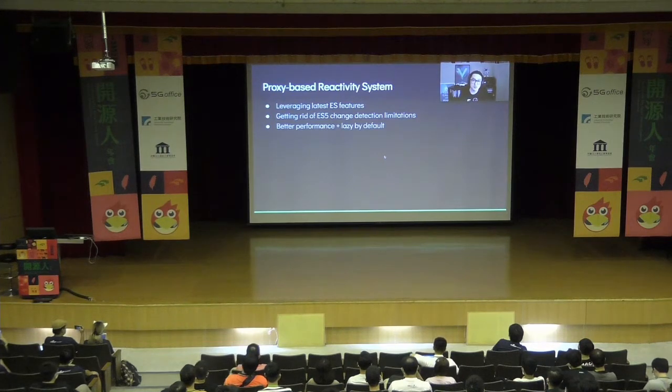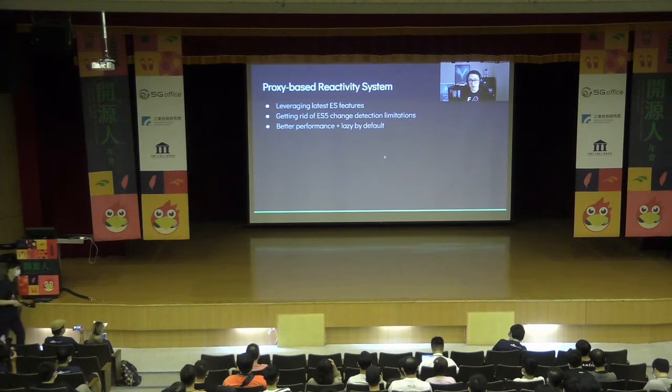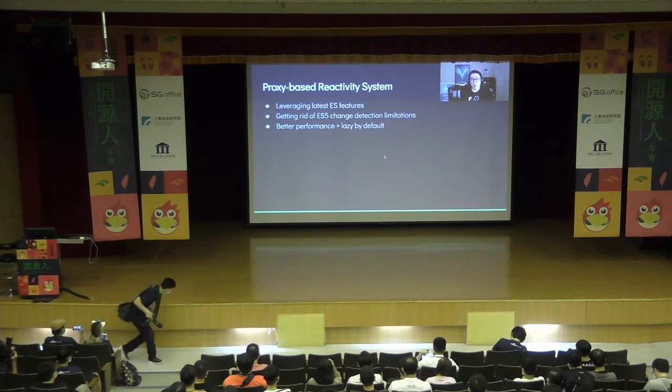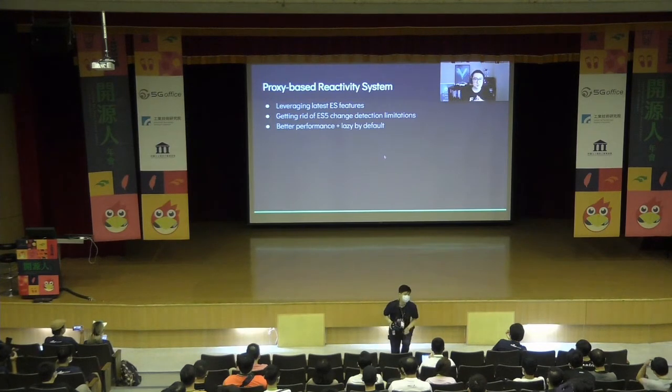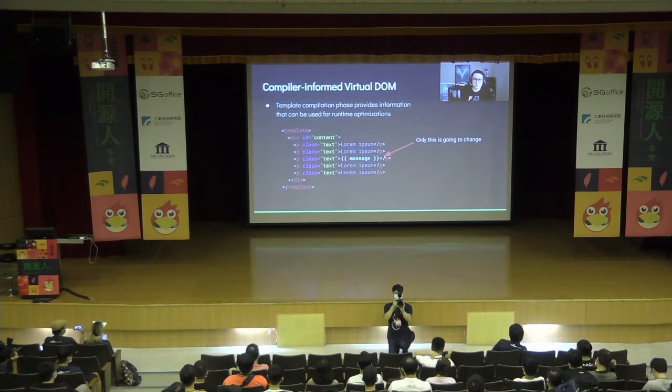In Vue 2, we are currently using ES5 getters and setters to detect state changes in your data objects. It works in Vue 2, but it has some limitations. There are certain cases that we simply cannot detect. Those are what we call caveats that we have to explicitly document, and users have to be aware of that. In Vue 3, we got rid of those caveats thanks to proxy, because proxy provides much more complete language coverage. It also gives us better performance, and the reactivity conversion is also lazy by default. So that gives us a lot of benefits.